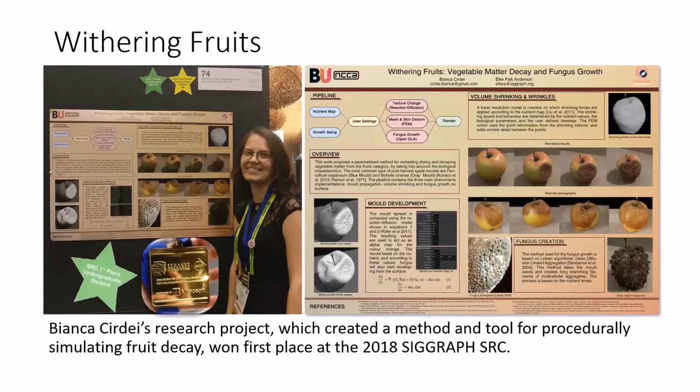Okay. And then we had in 2018, Bianca Serde, who created a method and tool for procedurally simulating fruit decay. So you would provide some parameters such as the loss of water inside, and then it would automatically take the fruit and have it rot. And you could directly select to which point it should be rotting. So that was done procedurally and won first place at SIGGRAPH.